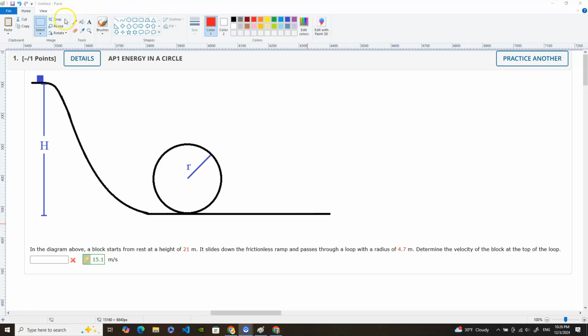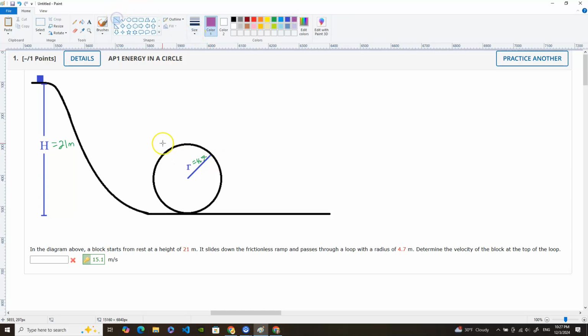All right, let's take a look at WebAssign E6. In the diagram above, we have a block that starts from rest at a height of 21 meters, and the radius of this loop is 4.7 meters. It wants to know what's the velocity at the top of the loop.